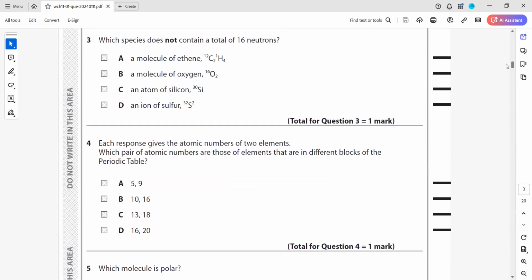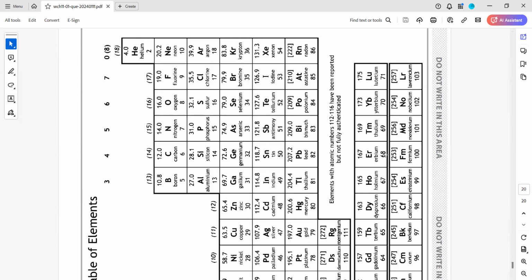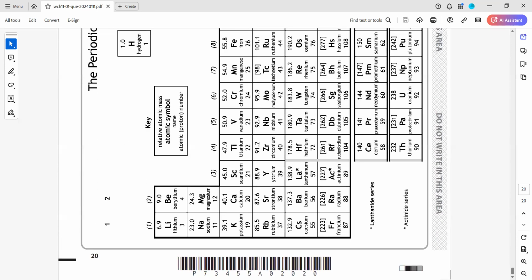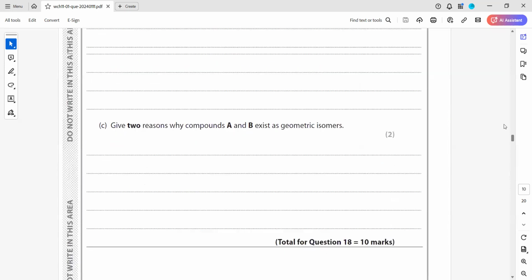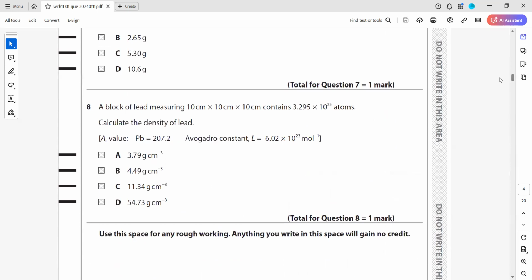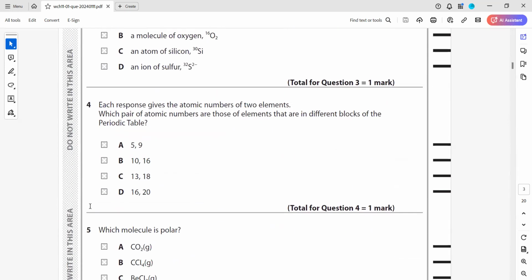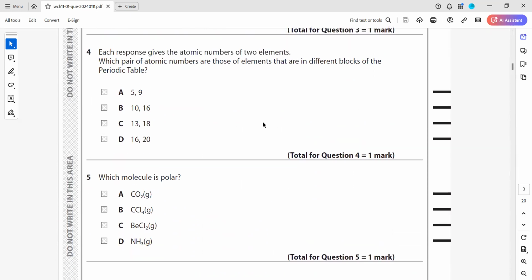Because that is the only one we are left with, 16 and 20. So 16 is sulfur, which is a p block element, and 20 is calcium, which is an s block element. So they don't belong to the same block. That's why the correct answer for this one will be D. Because this is s block, this is p block element, and this is s block element.